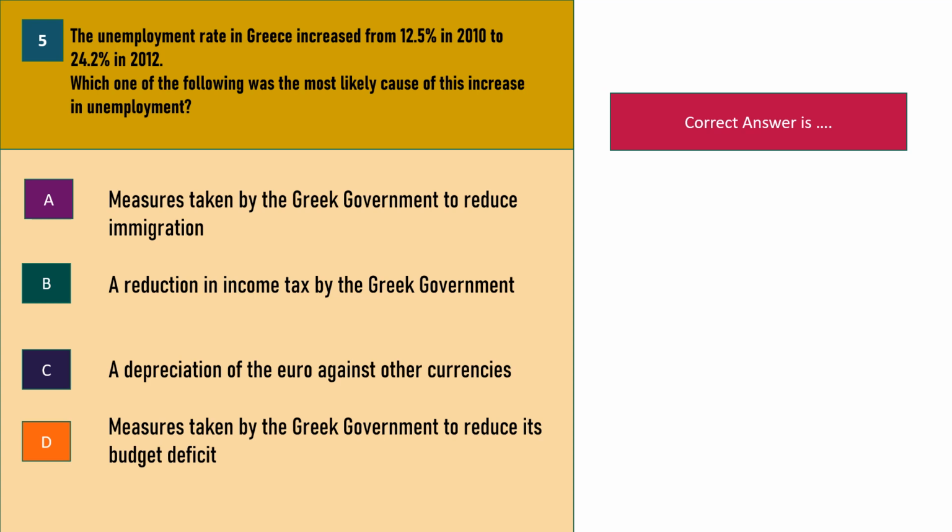Actually, this question is similar to the first question, so I will not explain it that much. You can just predict the answer as homework or practice. So I will read the question. The unemployment rate in Greece increased from 12.5% in 2010 to 24.2% in 2012. Which of the following was most likely the cause of this increase in unemployment? So why did the unemployment rate increase? The same kind of options are given here. So you can check why option A is wrong, why option B is wrong, why option C is wrong, and why option D is correct. So which answer is correct? Option D is correct.